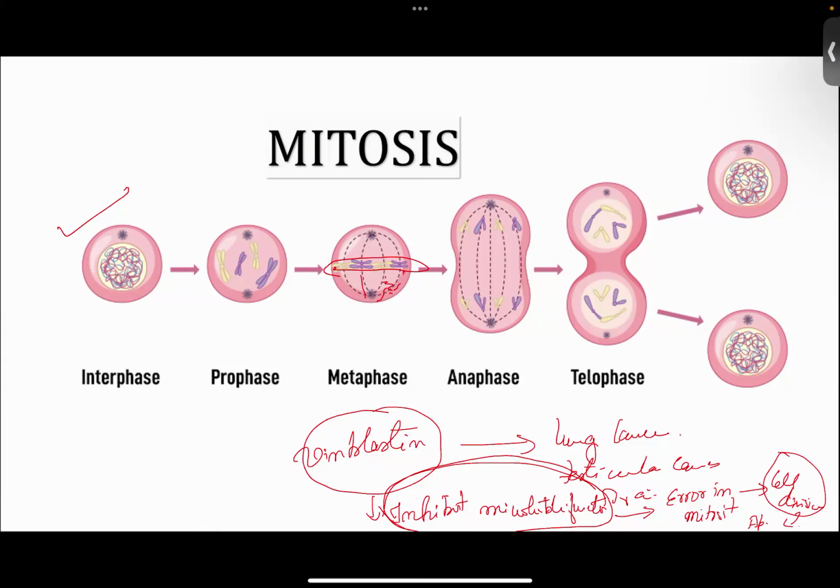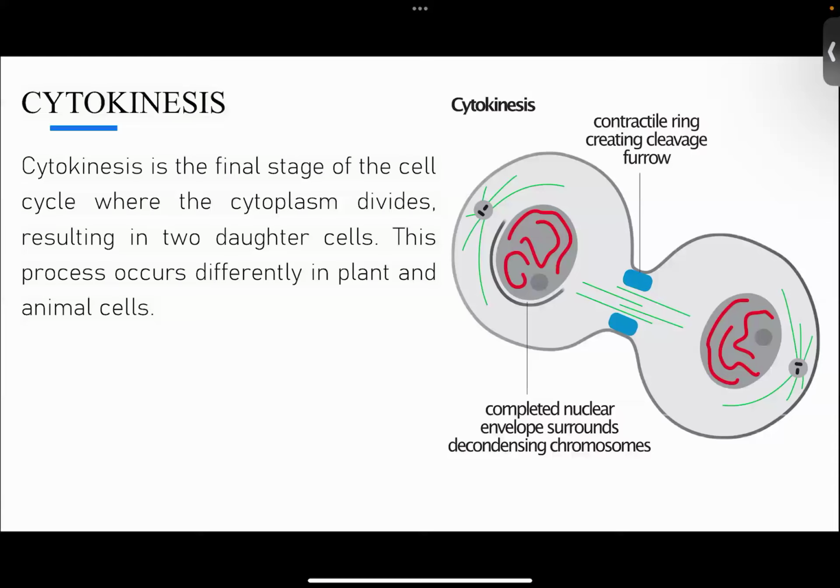So in a simple cell division, what will happen? Prophase, metaphase, then anaphase, then telophase, then cytokinesis happens. So in cytokinesis what happens? There will be formation of the furrow. The furrowing happens, and then that will divide into two daughter cells, right? So cytokinesis, like I told, is the final stage where the furrowing happens. Okay, so then they form the two daughter cells.